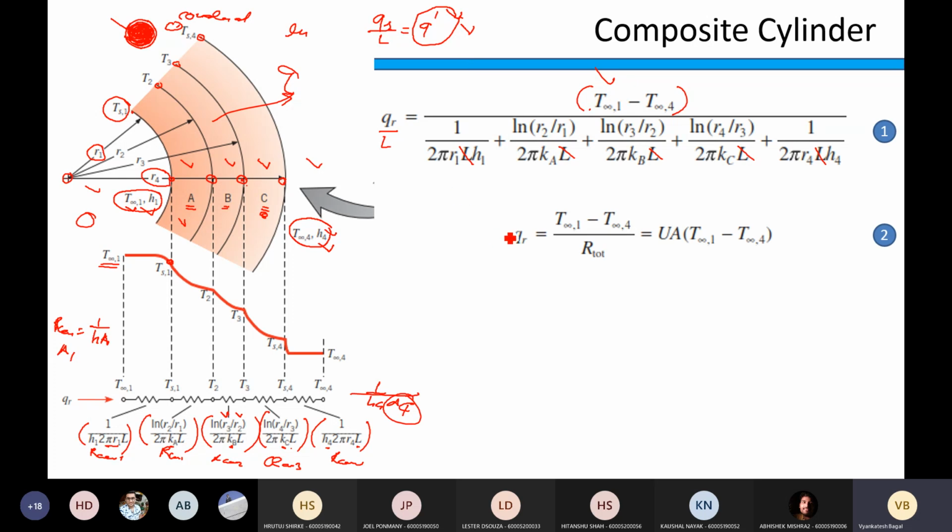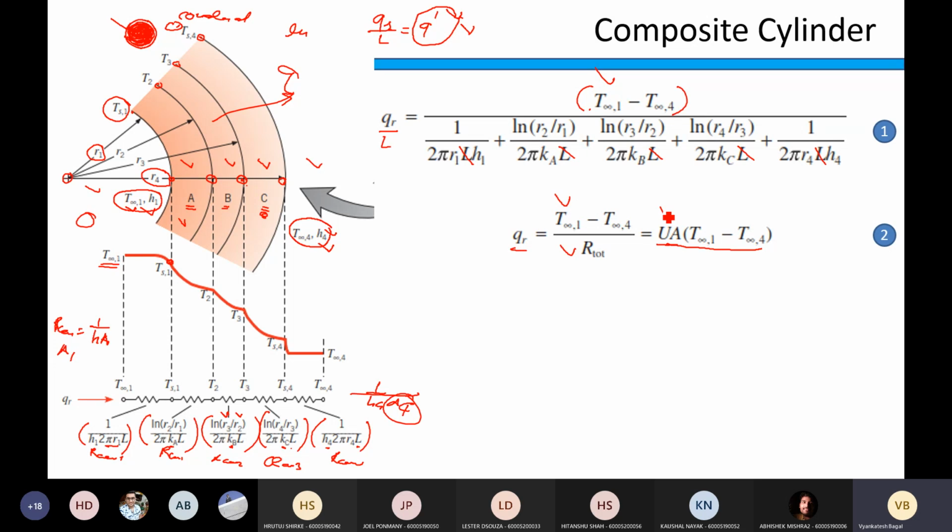Okay. So we know the overall temperature difference divided by R total is written in terms of the overall heat transfer coefficient, UA delta T. So Q is UA delta T. I am using that standard expression where the definition of the overall heat transfer coefficient U is required. So UA, T infinity 1 minus T infinity 4. Now how will we define the overall heat transfer coefficient U?